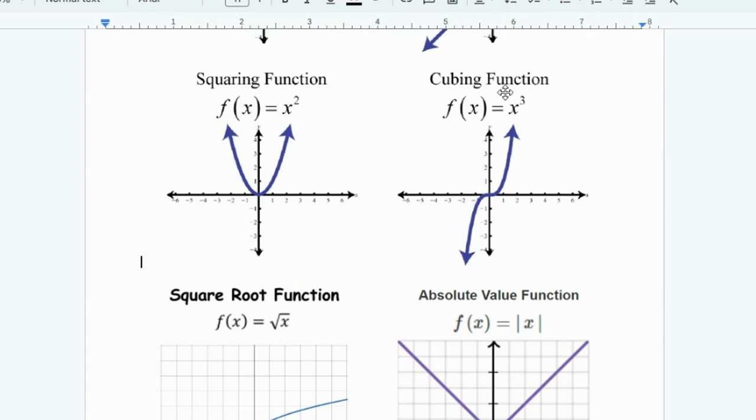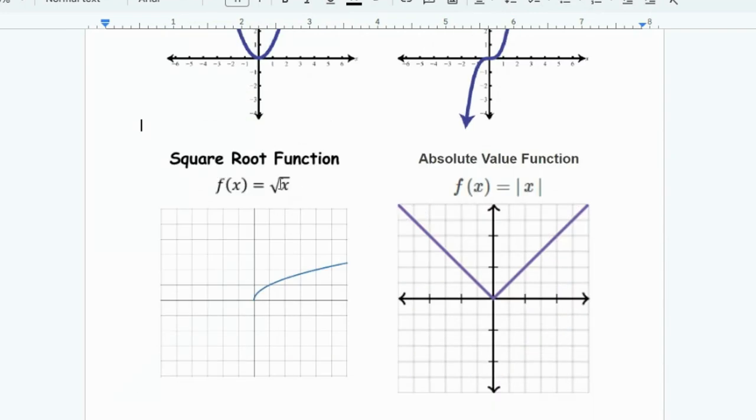The cubing function is x to the third power, and it goes through the origin, but it goes down to the left, up and to the right. The square root function, in its most basic form, notice it doesn't have negative values because we can't have a negative square root. And it doesn't have any negative x's because you can't take the square root of a negative number. So it's only from the zero origin into the positive areas.